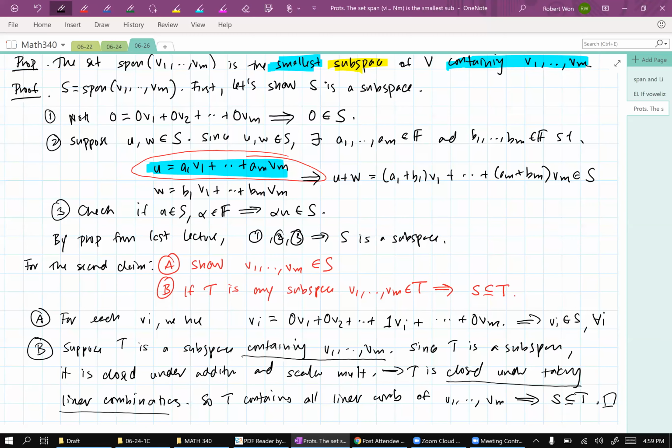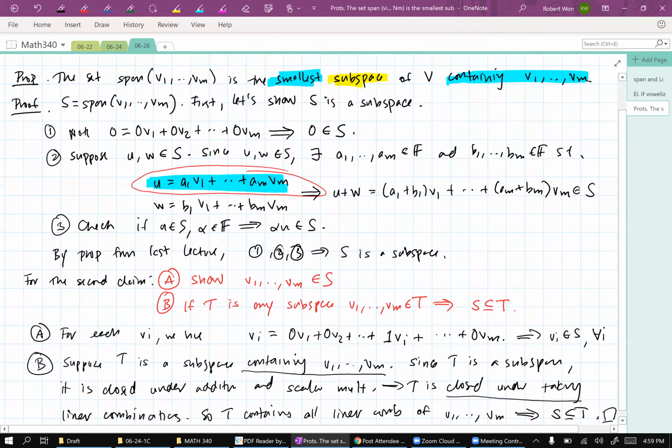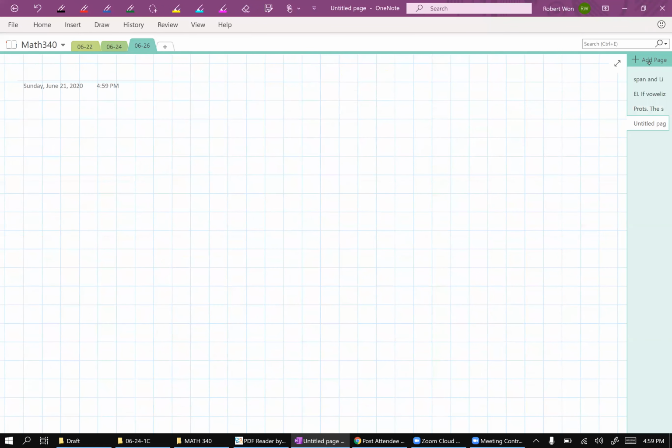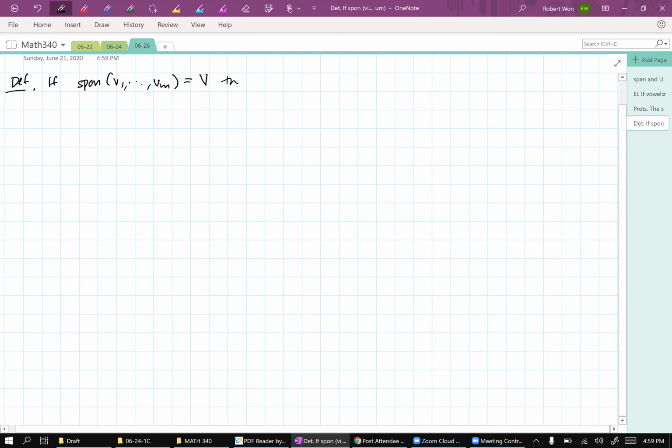Okay. So that's the definition of span and the proof that the span of a set of vectors is a subspace. Let me just make another definition related to span. So if the span of some vectors v1 up through vm is actually equal to V, then we say that this set of vectors v1 up through vm spans V.